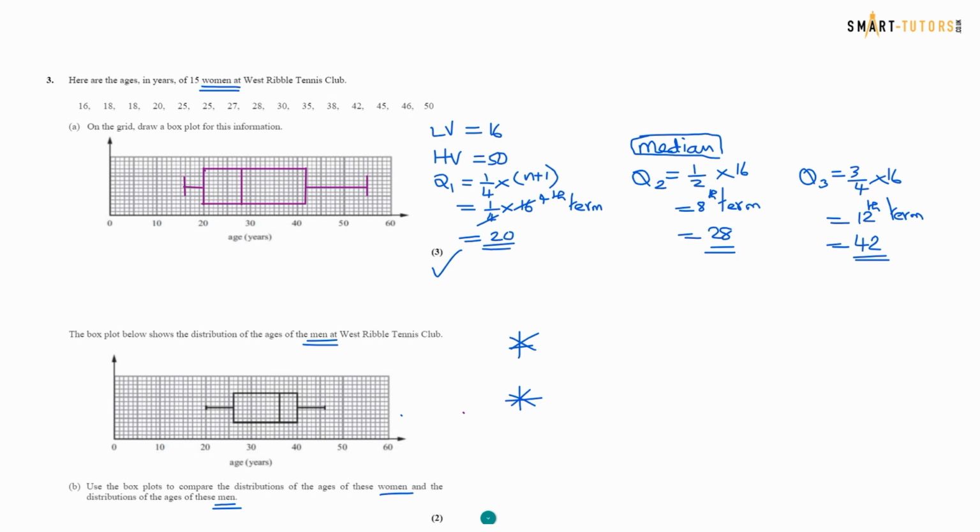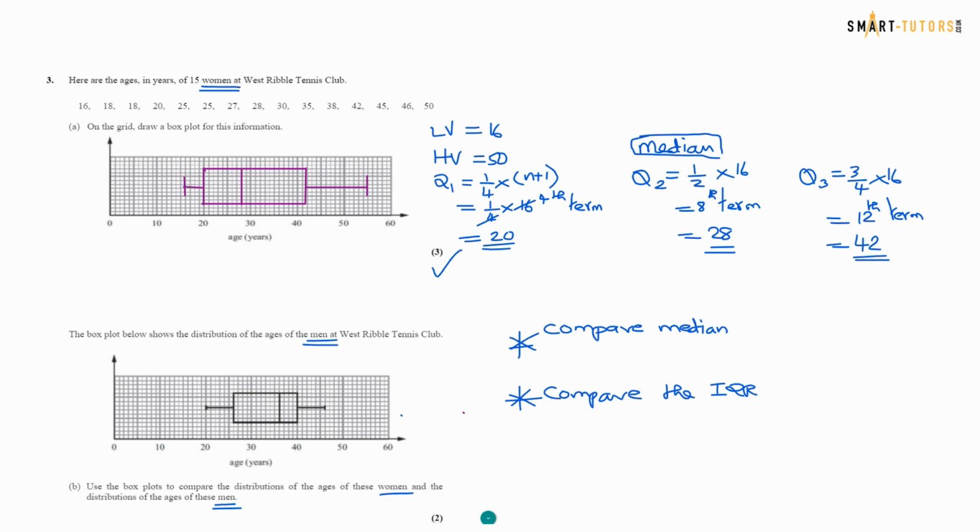So first point, you need to compare the median. Then the next point, compare the IQR, interquartile range. These are the 2 points you need to remember. So the first point, compare the median, means the women's median, so median of women.